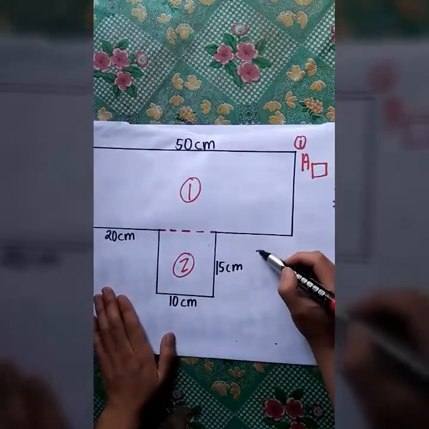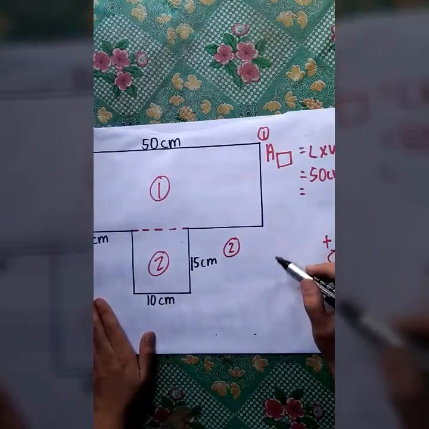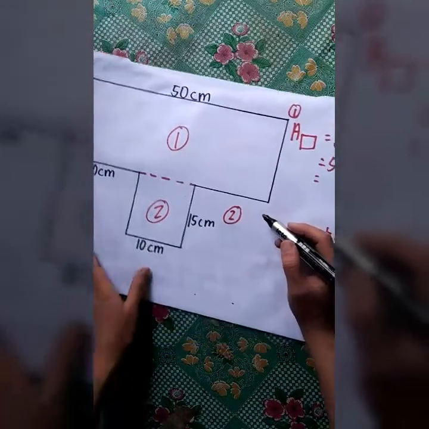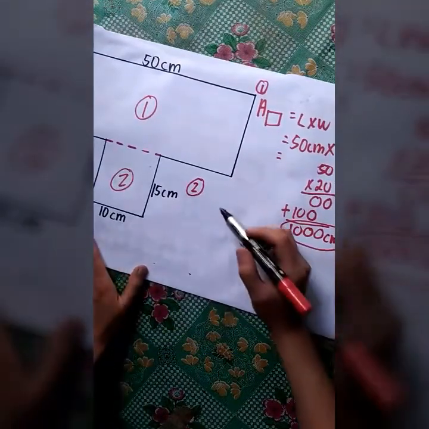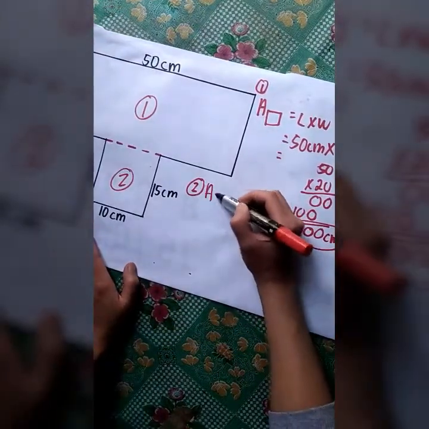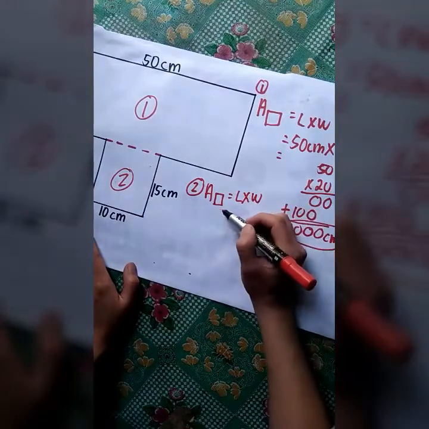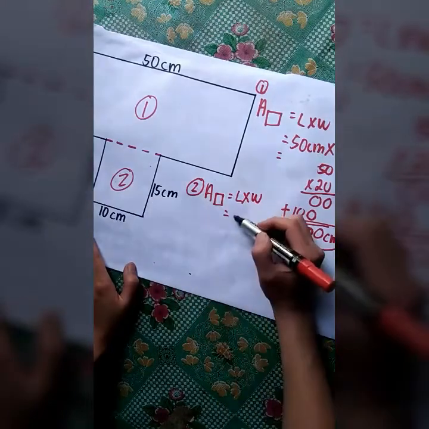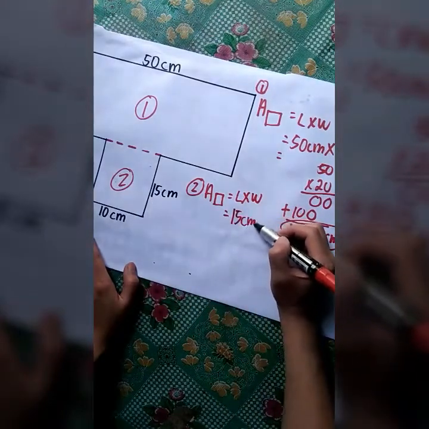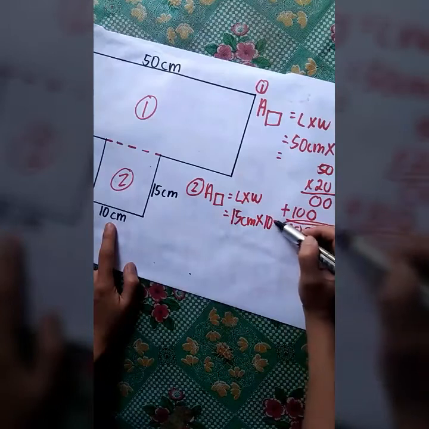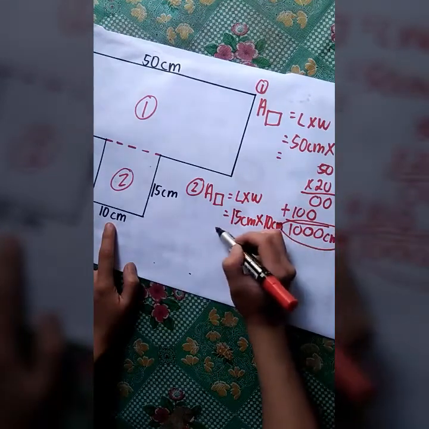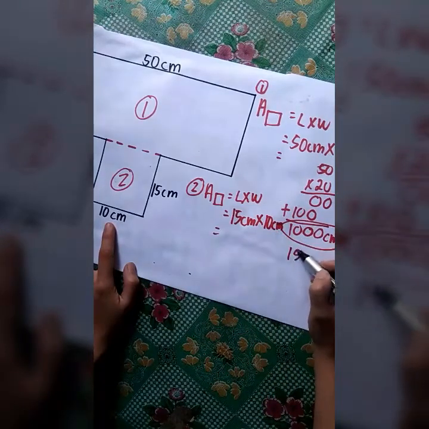How about for the second figure? Sorry, I can't see. So the area of the smaller rectangle is length times width again. Our length is 15 centimeters. Multiply it to 10 centimeters. So that is 15 times 10.